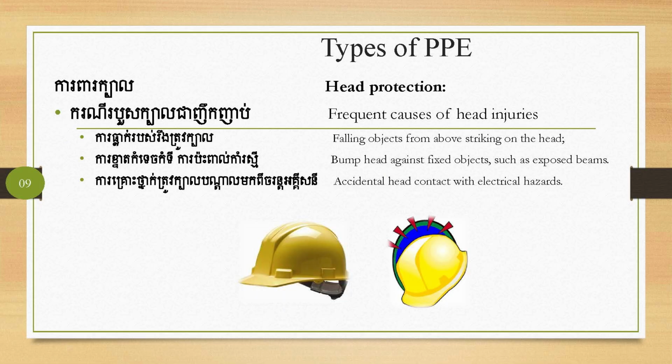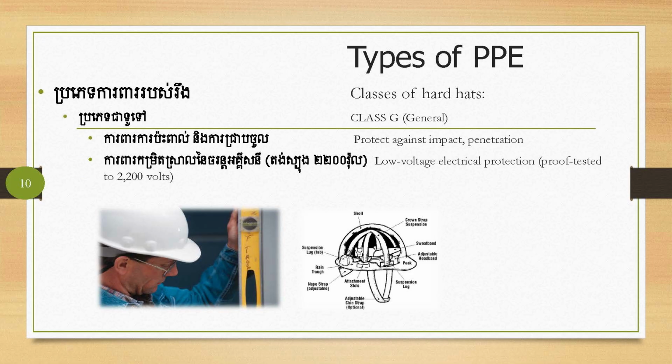9. Head protection. Frequent causes of head injuries include falling objects from above, striking the head, bumping the head against fixed objects, such as exposed beams, accidental head contact with electrical hazards. 10. Classes of hard hats. Hard hats protect against impact and penetration and provide low-voltage electrical protection, proof-tested to 2,200 volts.